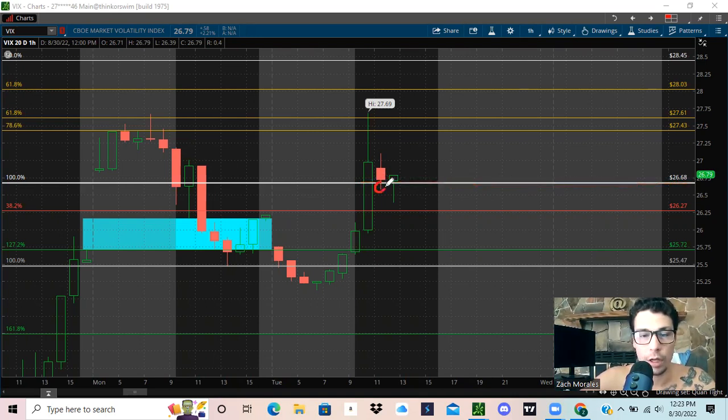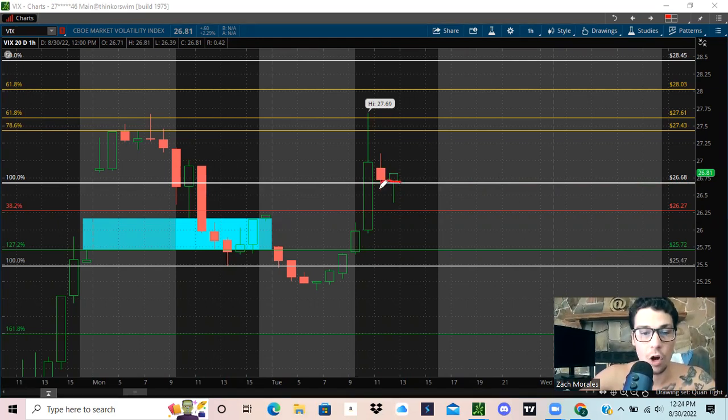We tried to wick below here, we tried to wick below here and we failed. Right now, this is actually the second most bullish candlestick there is. If you look at individual candlesticks, you have bullish engulfing, you have dojis, you have all these different candles. This candle right here is currently the second most bullish single candle there is.